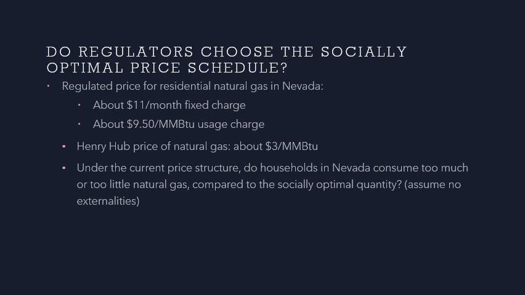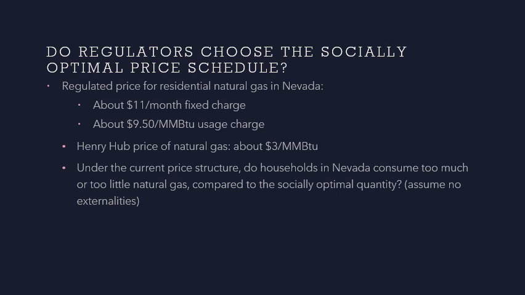And typically what's done is you have two prices. You have a monthly fixed charge, which is supposed to cover the fixed costs of providing the service, like installing lines and having pipelines, etc. And then you have a monthly usage charge, which varies with the amount of the service that you use, the water, the electricity, etc. And so the question is, are these sort of two-tiered price schedules efficient?